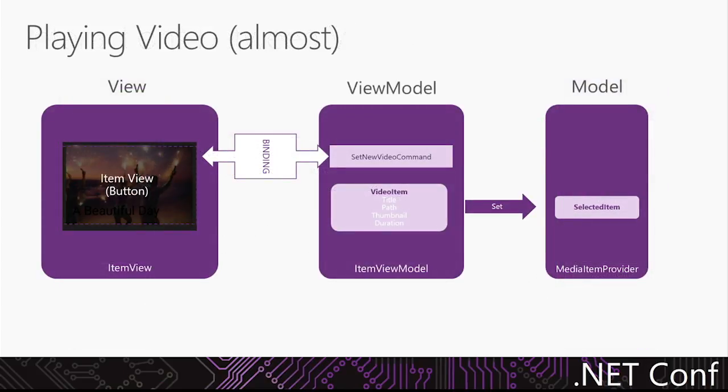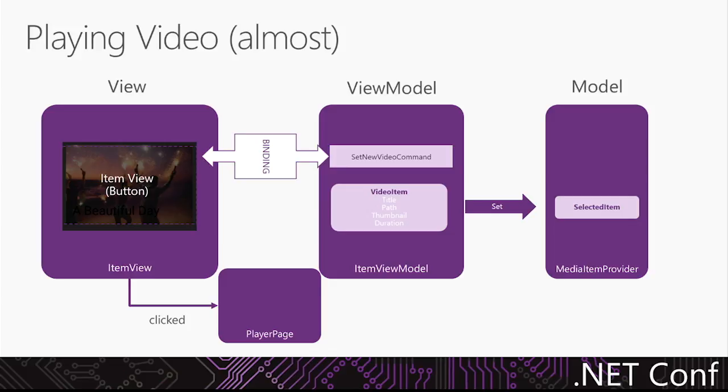So playing video, when we click the item, it launches the play video, right? So what is happening is that when you click the item view here, there's a command. It is executing the select new video command. Then it will set the current video item as the selected item in the model. And later, the button click event will create the play page view, and then launch it.